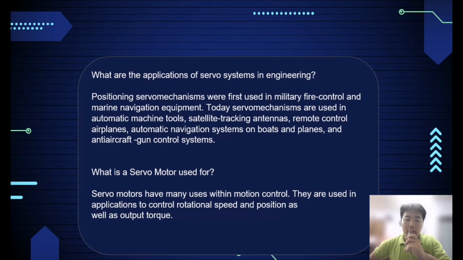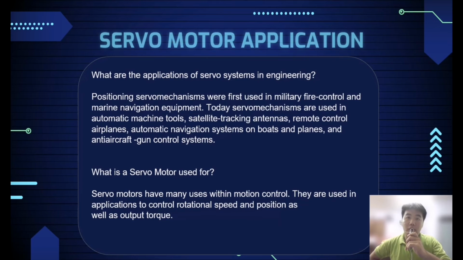So what are the applications of servo motors in engineering? Positioning servo mechanisms were used in military, fire control and marine navigation equipment. Today, servo mechanisms are used in automatic machine tools, satellite tracking antennas, remote control planes, automatic navigation systems on boats and planes, and anti-aircraft gun control systems.